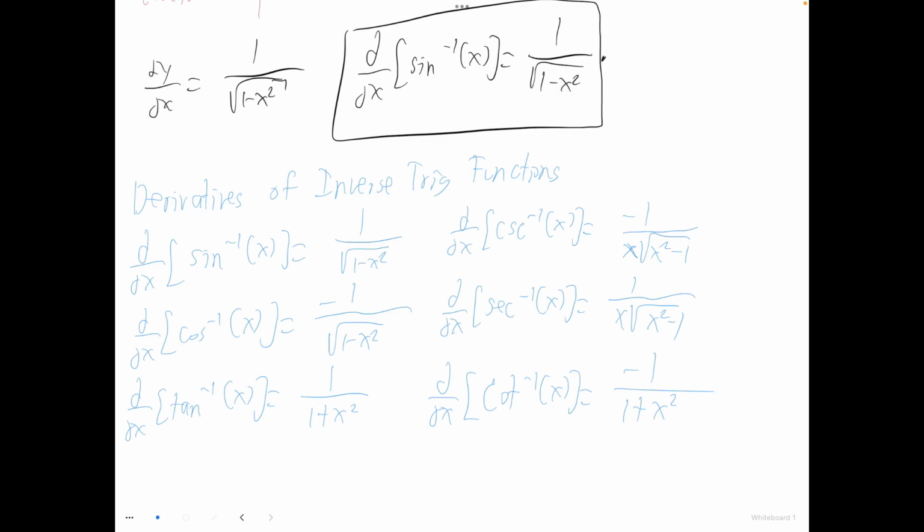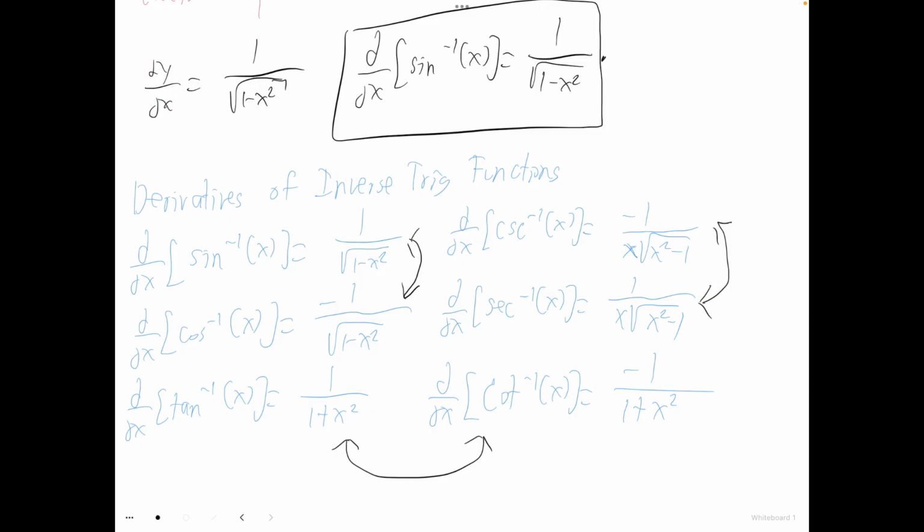And so those are the derivatives of our 6 inverse trig functions. Now notice that they kind of come in pairs, just as we saw for the derivatives of trig functions. So sine inverse and cosine inverse just differ by a negative, and secant inverse and cosecant inverse differ by a negative, with tangent inverse and cotangent inverse differing by a negative. And the co is the one with the negative.